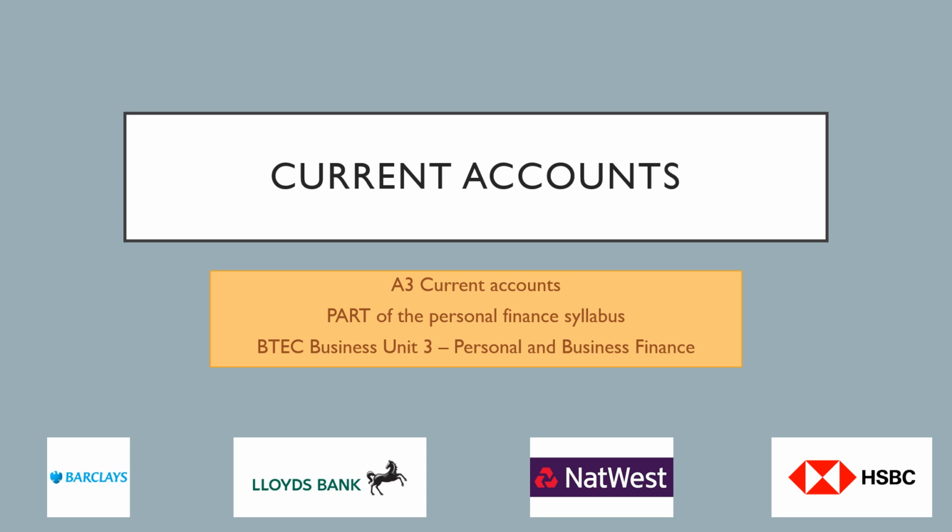This is section A3, current accounts, from the personal finance syllabus for the BTEC Business Unit 3, personal and business finance. So it's basically revision for this section, A3, current accounts. Current accounts are offered by most banks. Some examples there below: Barclays, Lloyds, NatWest and HSBC, probably all banks that you've heard of, but they're the types of banks that will offer you a current account.